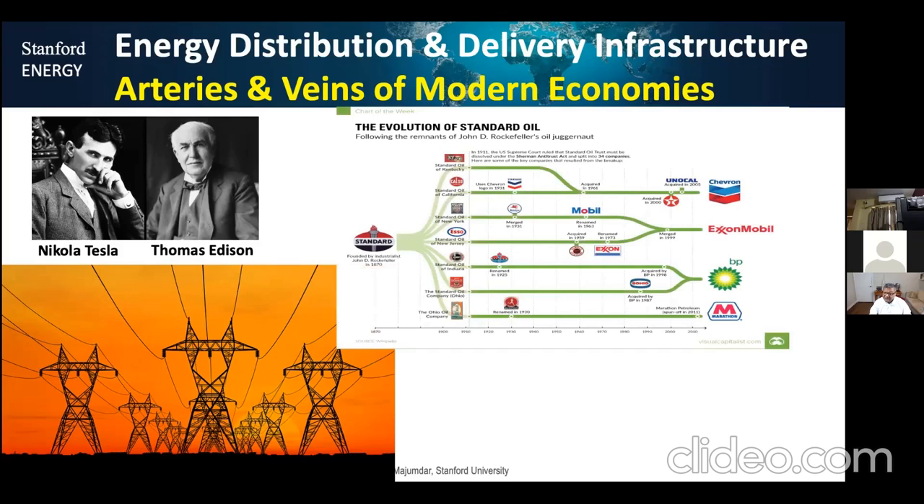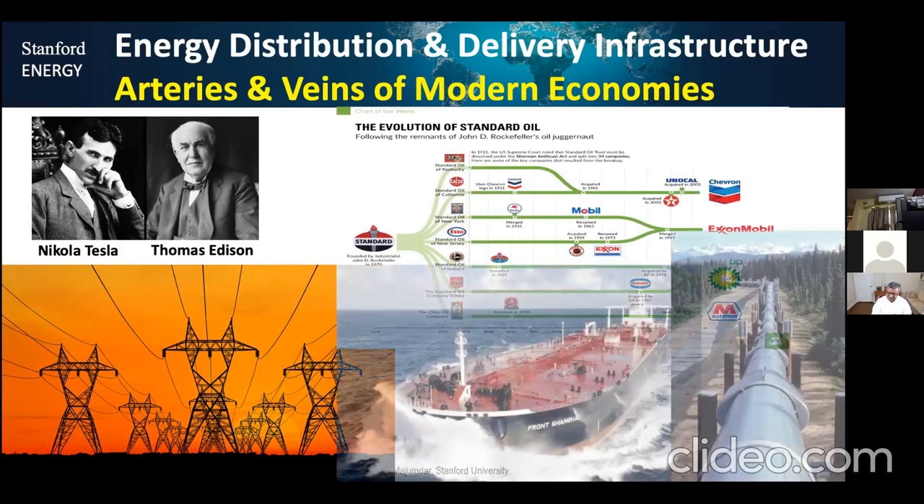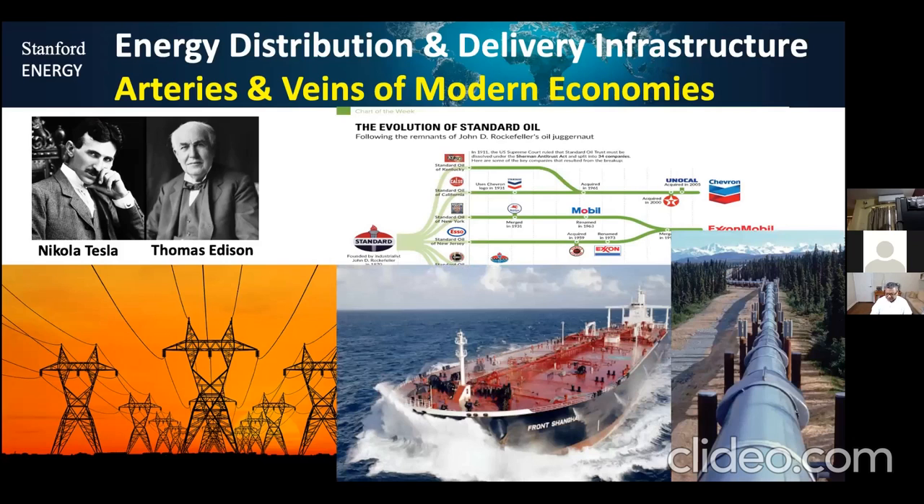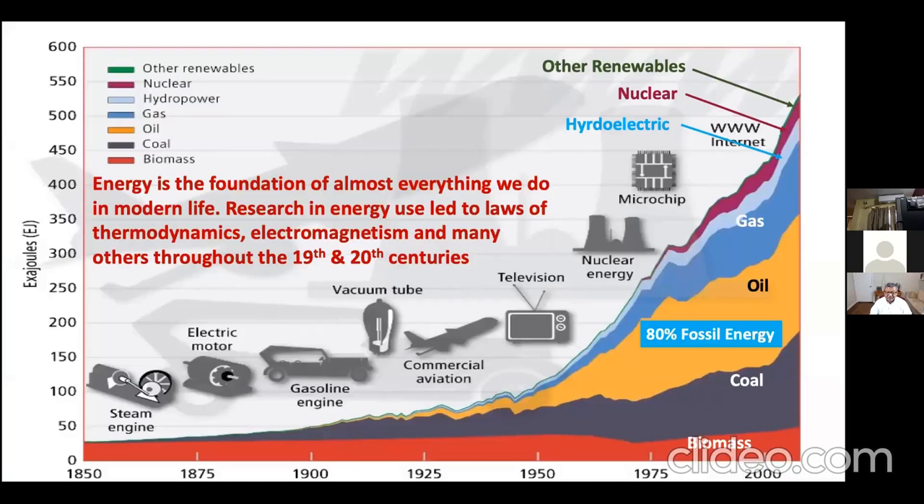And of course, on the oil side, we discovered oil from the ground in 1862 or so. And now we have movement of energy globally at a very low price in various oil tankers and pipelines, etc. These are the arteries and veins of any modern economy. We depend wholly on this. If you look at the energy use and the development of modern economies, it started in the 1850s or so. And energy use is the foundation of almost everything we do in modern life.